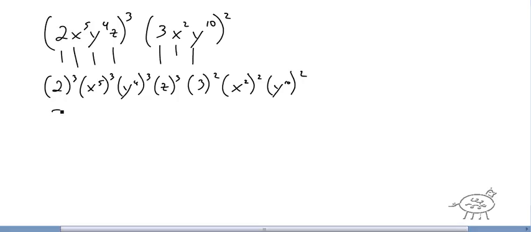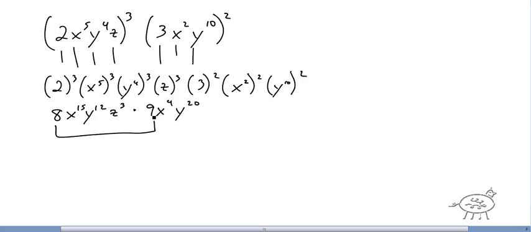So 2 cubed is 8. Remember, it's 2 times 2 times 2. It's x to the 15th, y to the 12th. I'm multiplying these exponents. Z to the 3rd, and that's the first set. And then it's going to be 3 squared is 9, not 6. It's 9. X squared is x to the 4th, y to the 20th. Okay, and then you combine them all together.